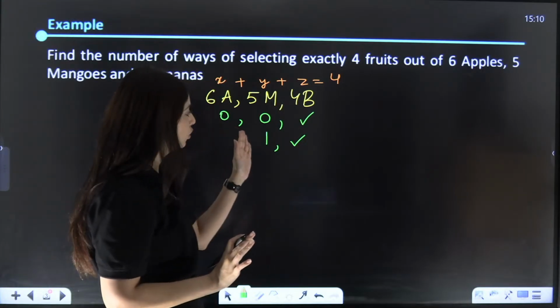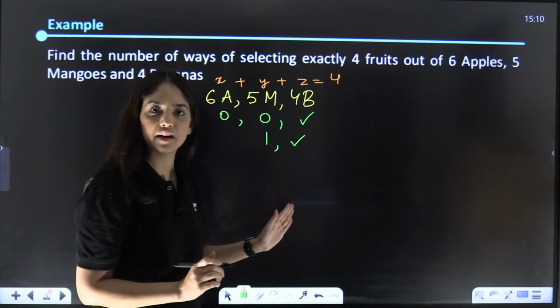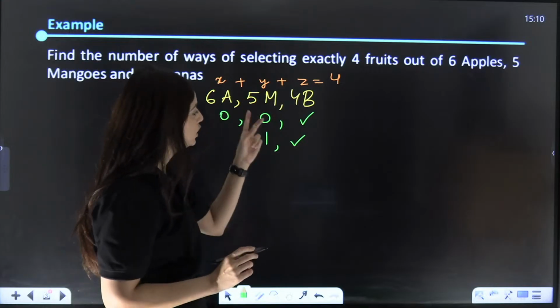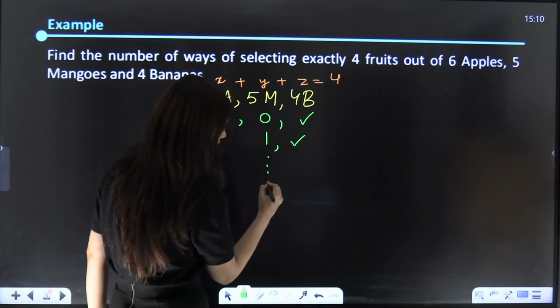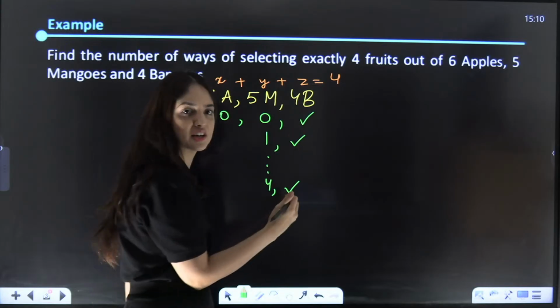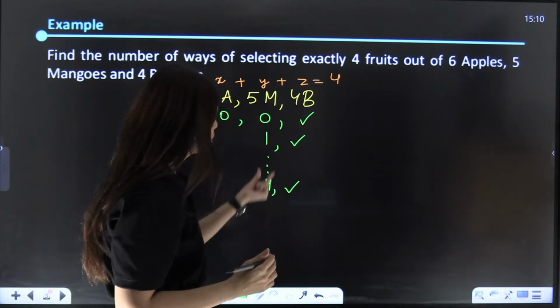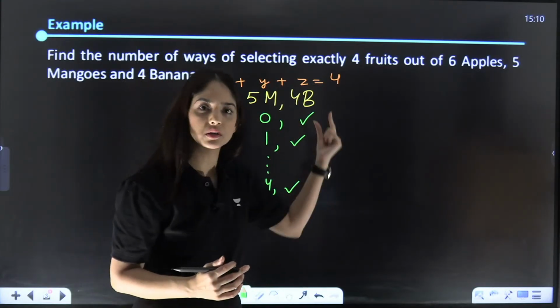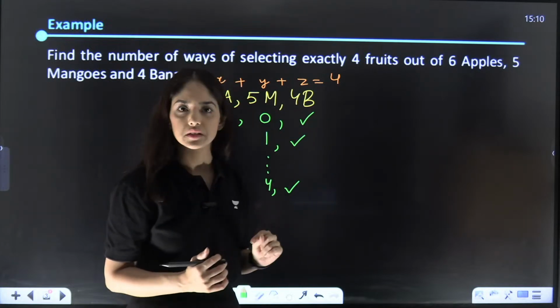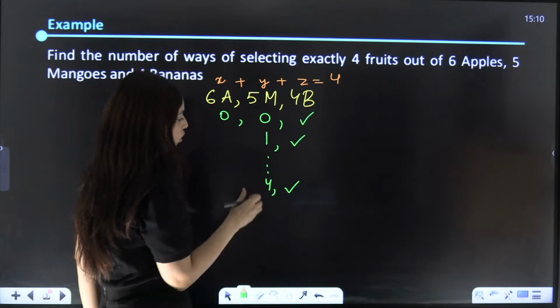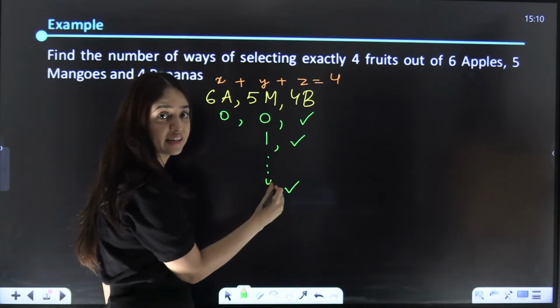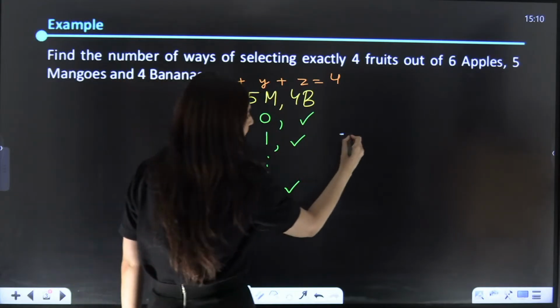If this is 0, then how many options do I have? I have 0, 1, 2, 3, 4. It can go from 0 to 4, right? And I will still know the last one. So for each of these cases, there is exactly one possibility for bananas, for Z. So for 0, I get 0 to 4, that is 4 plus 1, 5 options.